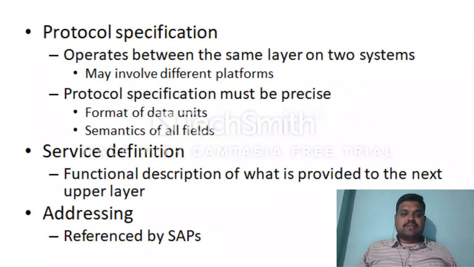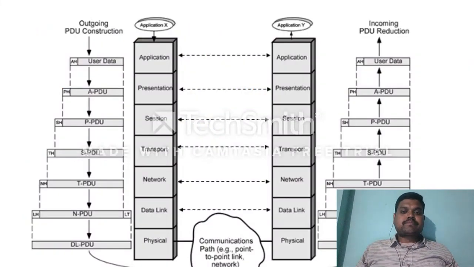The next one is the elements of standardization. Here, the elements of standardization are the same layer on two different systems, which can communicate. For example, the physical layer on system A can communicate with the physical layer on system B. Similarly, the network layer on system A can talk to the network layer of system B, but it cannot talk to other layers of system B. So the same layer can communicate only with the identical layer on the other system.